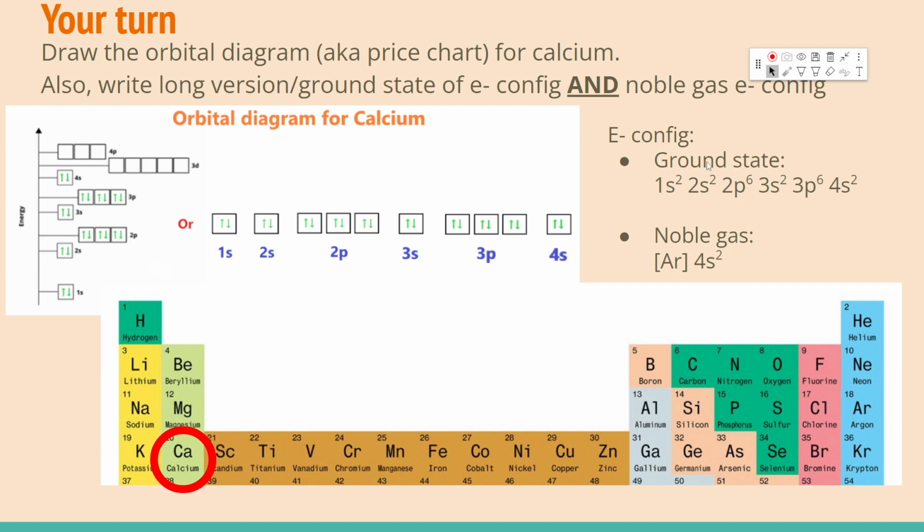And then for ground state, you just go through every single floor and room that you're going through. So there it is. And then noble gas-wise, we went through argon as the latest one possible, and so you only need to put 4s2. Cool.